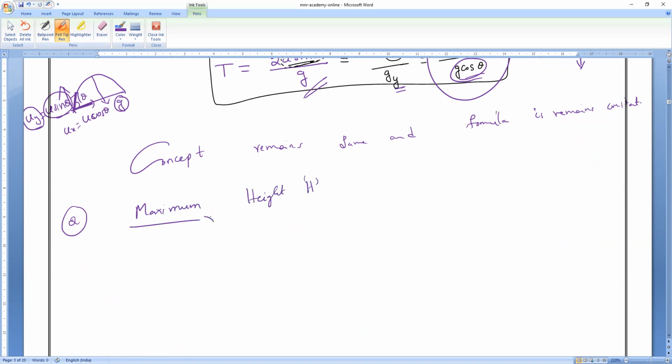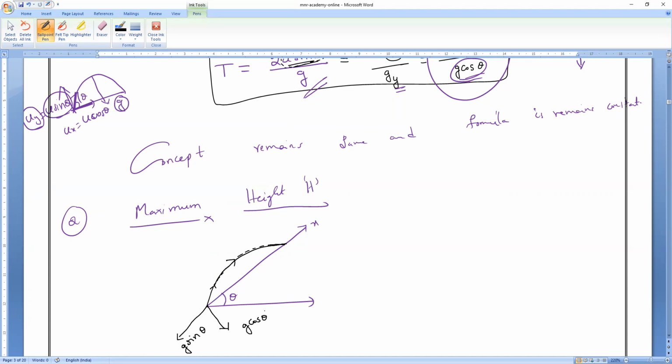So capital H, maximum height. Just imagine again I am drawing the inclined surface. Original diagram. So this is x and here theta. The body is projected with some inclination. It is going and it is coming down. So this is the path of the body. As you know, this is the x-axis, so this will become minus x-axis, minus g sin theta. And we know that at this point it is acting in the downward direction. What is that? g cos theta.